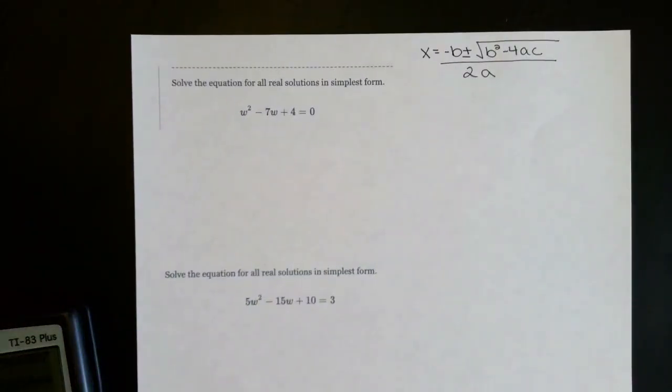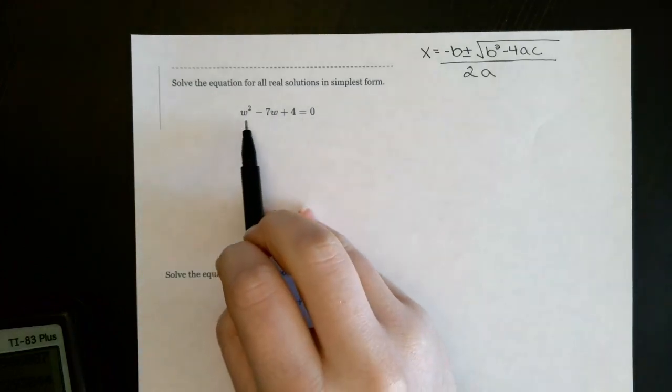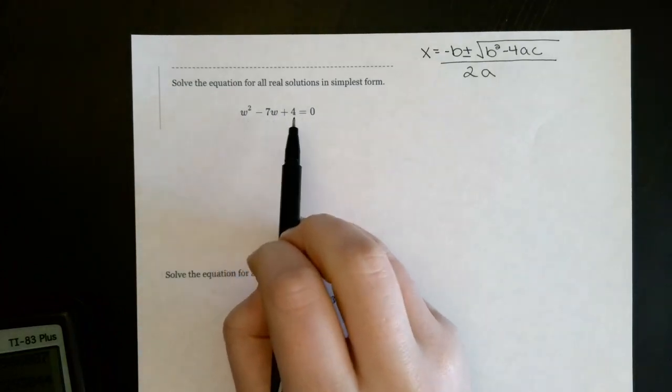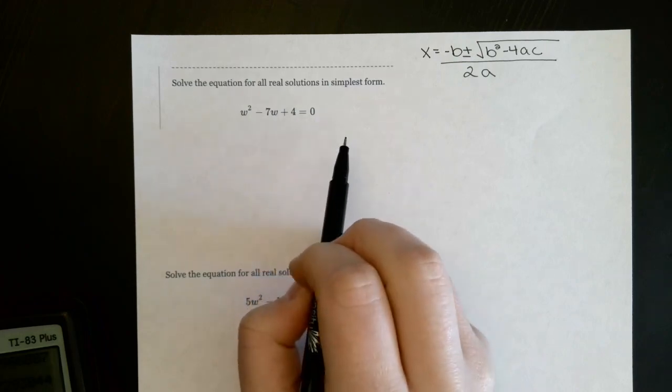Okay, so in this video I'm going to show you how to solve using the quadratic formula when we have irrational answers and we want to leave it in simplest form, which means we're not going to use decimals. So our first question says w squared minus 7w plus 4 equals 0.